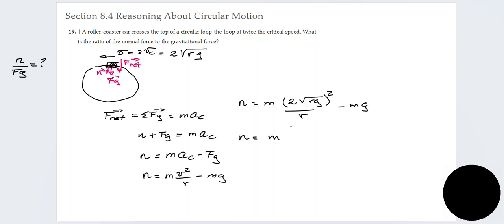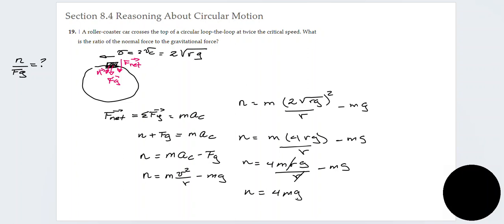So this would be mass times, 2 squared would be 4, square root of rg squared would be rg, over r minus mass gravity, right? And then now we can just basically cancel. We reorganize now the factors here. We get 4 mass rg divided by r minus mass gravity. We can cancel the r out. We get 4mg minus mg. 4mg minus mg, of course, would be 3mg. So the normal is 3 mass gravity.